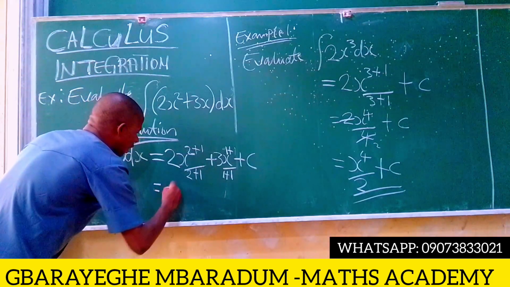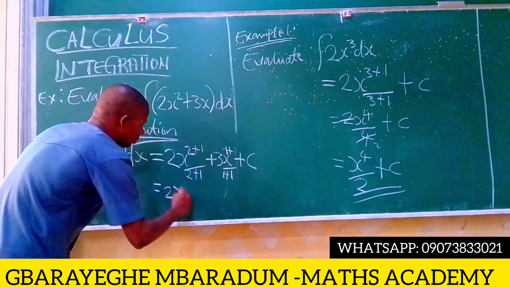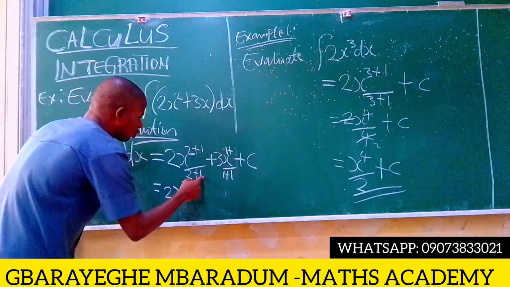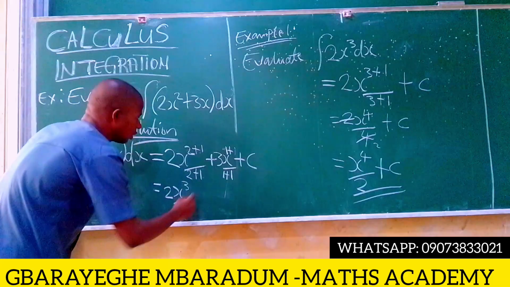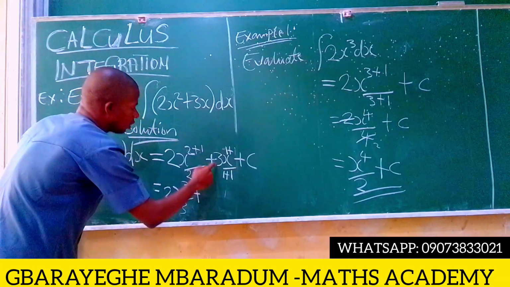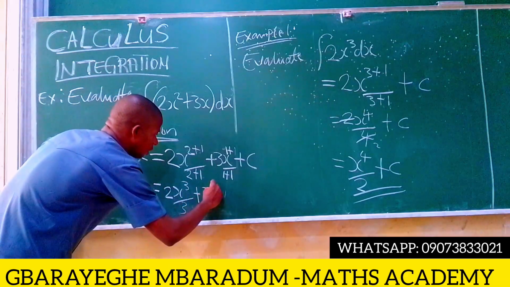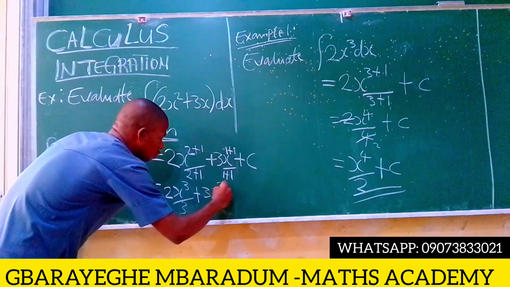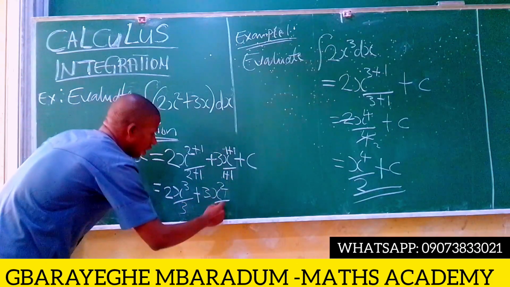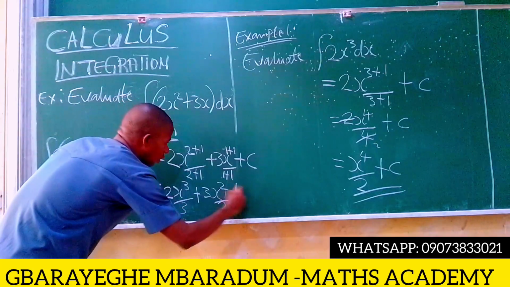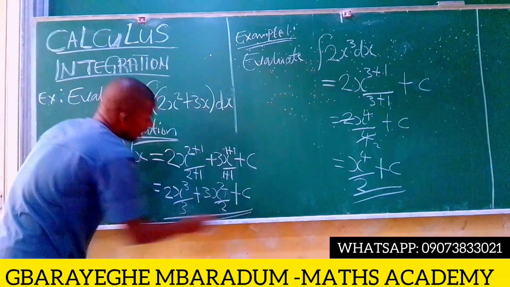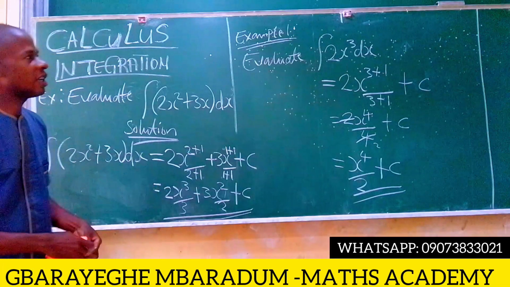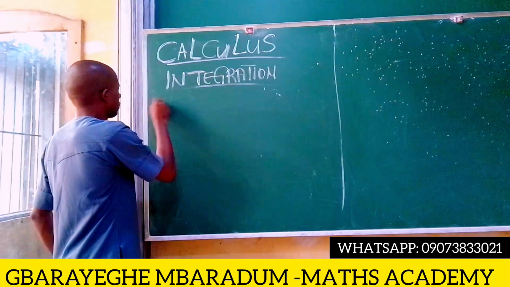This becomes 2x to the power of 2 plus 1, which is 3, all over 2 plus 1, which is 3. Plus we have 3x to the power of 1 plus 1, which is 2, all over 1 plus 1, which is 2. Plus our constant C. This is the final answer. This is how to integrate this kind of question. Now look at example 3. Example 3.